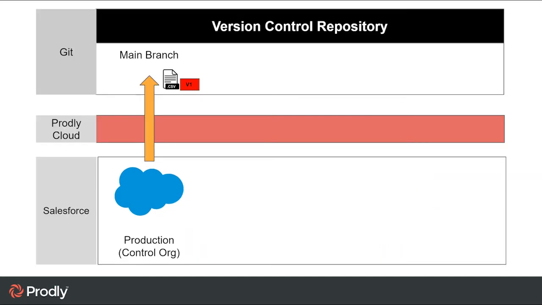Create a control org connection within the Prodly app and determine objects to be included, such as products, price rules, and other reference data objects. The Prodly service will extract records and relationships from your Salesforce org and commit a data file for each object into Git, establishing your V1 version of your data within a main branch.